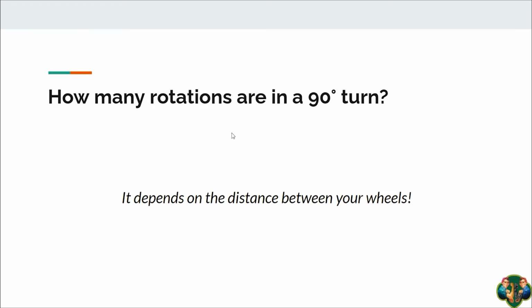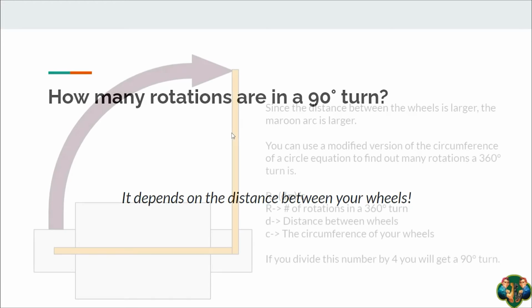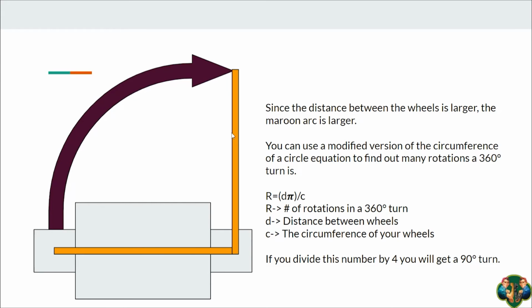Now, how many rotations are in a 90-degree turn? And this is referring to a robot turning 90 degrees, not a motor turning 90 degrees. And the answer is it depends on the distance between your wheels. As you can see here, we have another robot that also looks like 3 rectangles, but it's okay. And that orange line is the distance between the center of one wheel to the center of another. And both of the orange lines are exactly the same length. If you see that maroon arc, that is the path that the B motor, or the motor on the left, will follow.